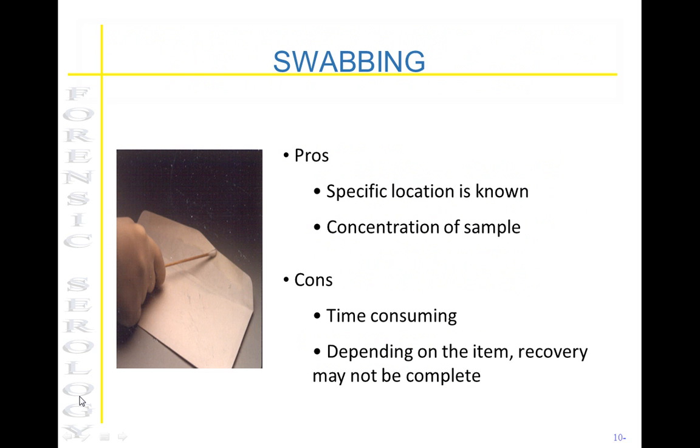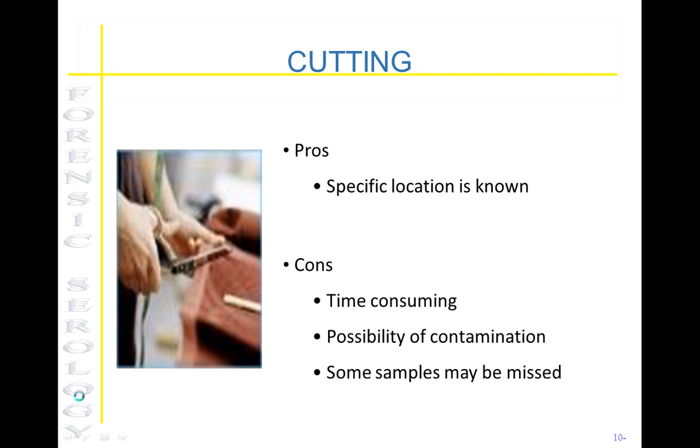There are, of course, advantages to some of these different collection techniques. For swabbing, it's a very specific location, and you do have the availability of concentrating that sample, but it is going to be a little bit time-consuming. Also, with cutting, you know the specific location. It is sometimes time-consuming, and you have to be aware of the possibility of contamination. So you have to make sure that you're cleaning your instruments in between each sample.